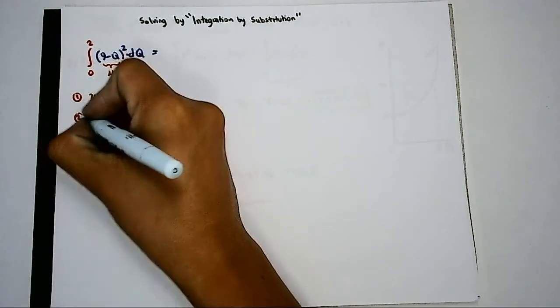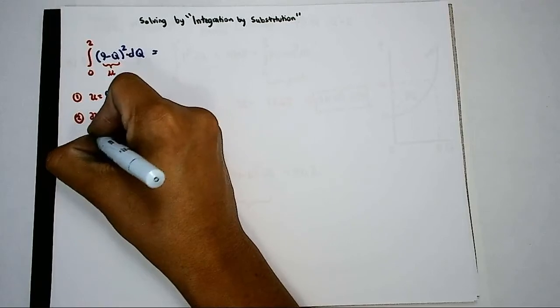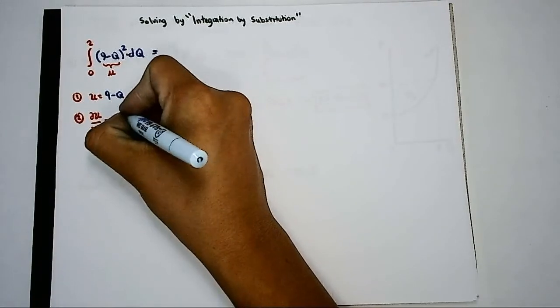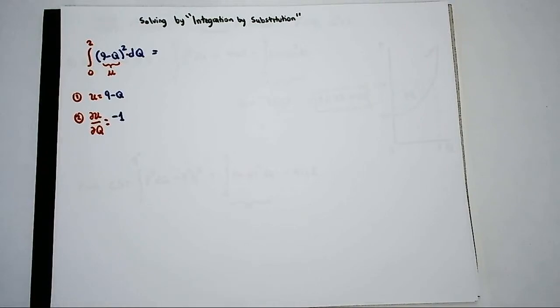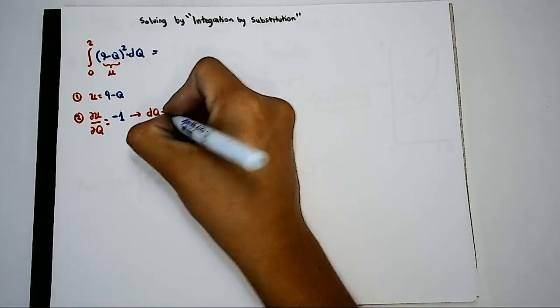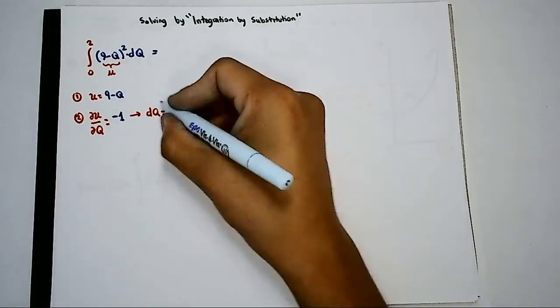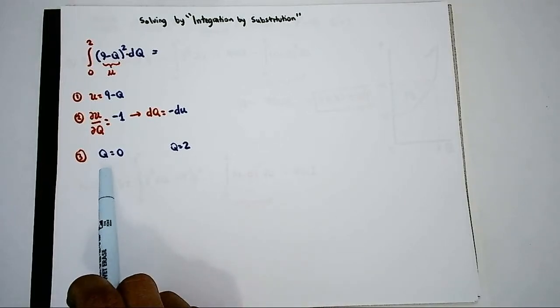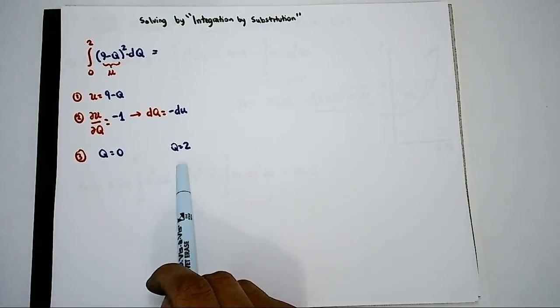Let's take the derivative with respect to q. This is equal to negative 1. In other words, dq is equal to negative du. Now let's find the boundaries for u. First we have q equals 0 to q equals 2.